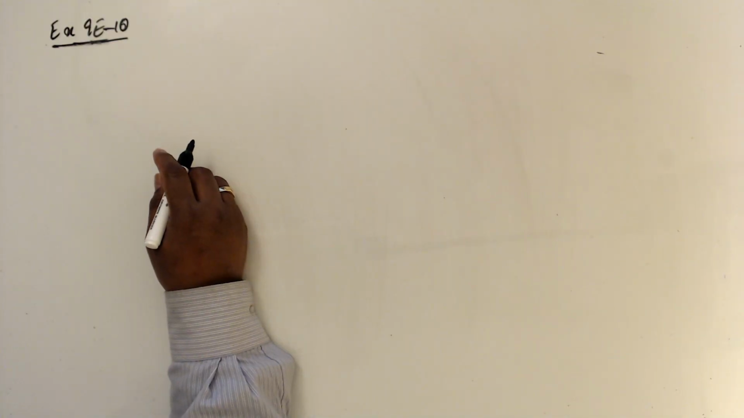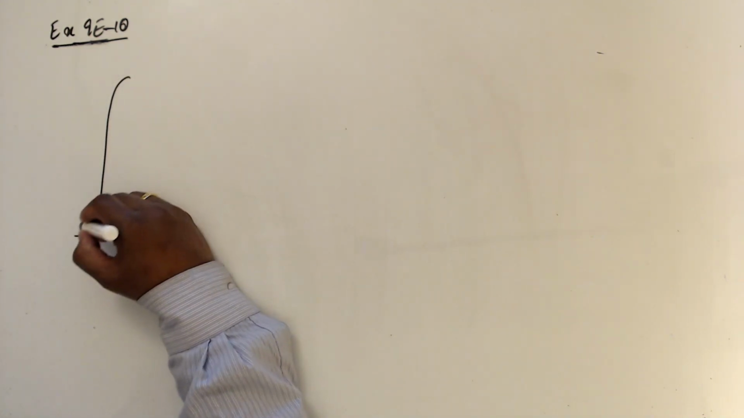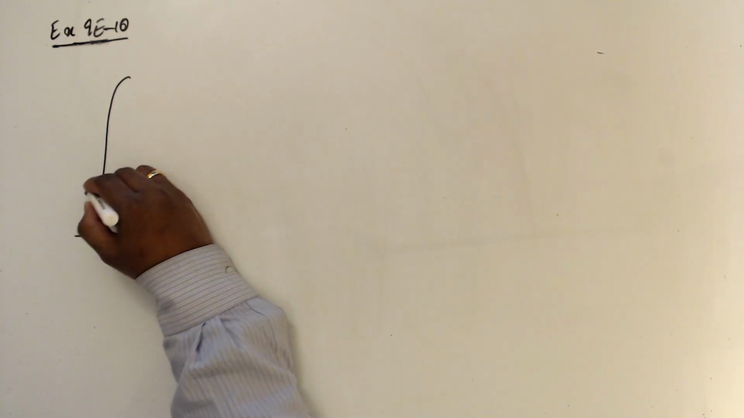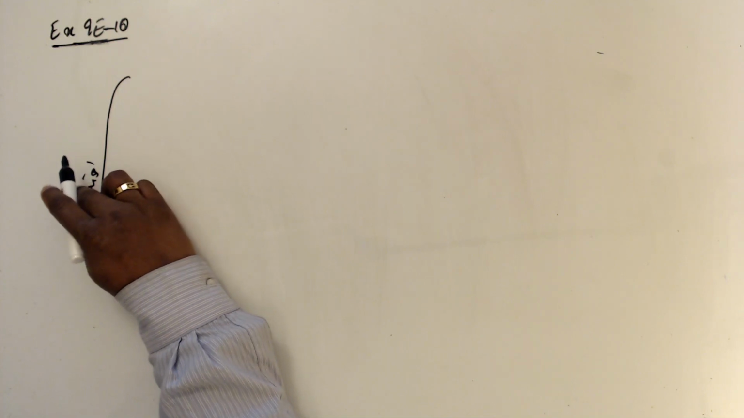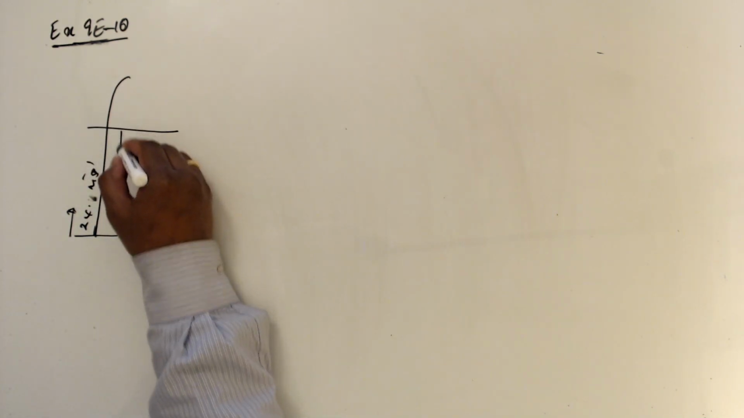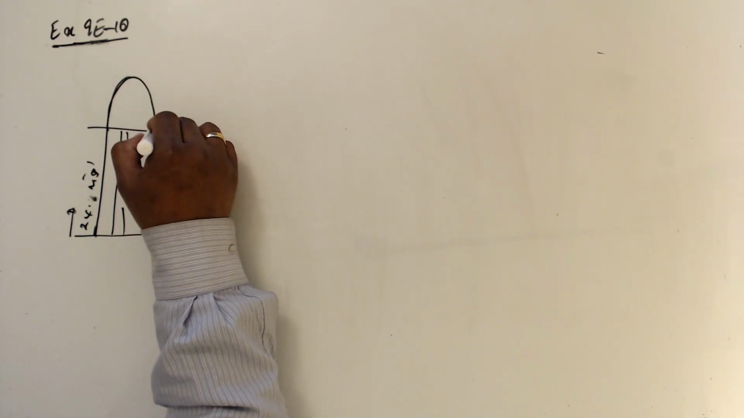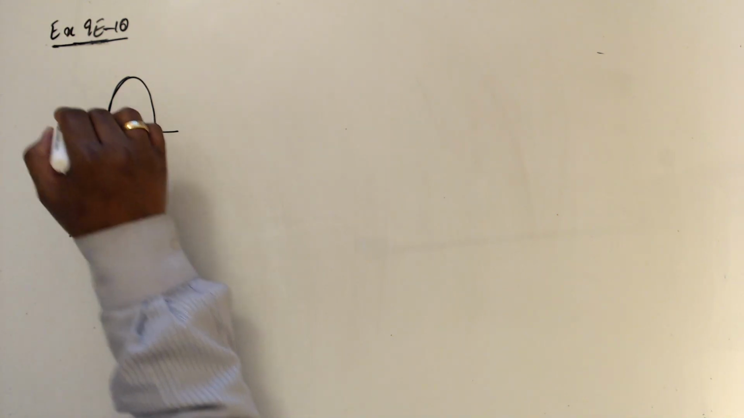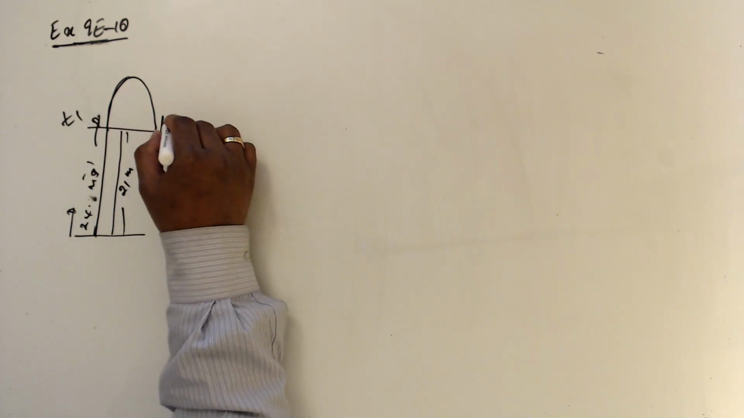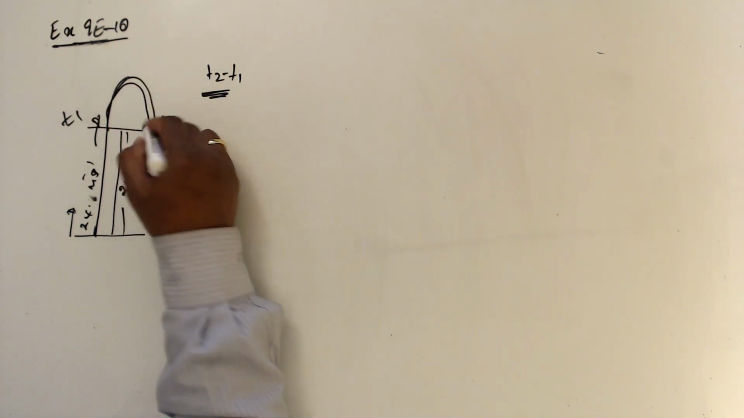Question number 10. A particle is projected vertically upward with a speed of 24.5 m/s. Find the total time for which it is 20 meters or above. So 20 meters or above, the total time. This is the time we need to find. So assume at T1 and at this point T2, basically we need to find T2 minus T1. So this is the time it is above the ground.